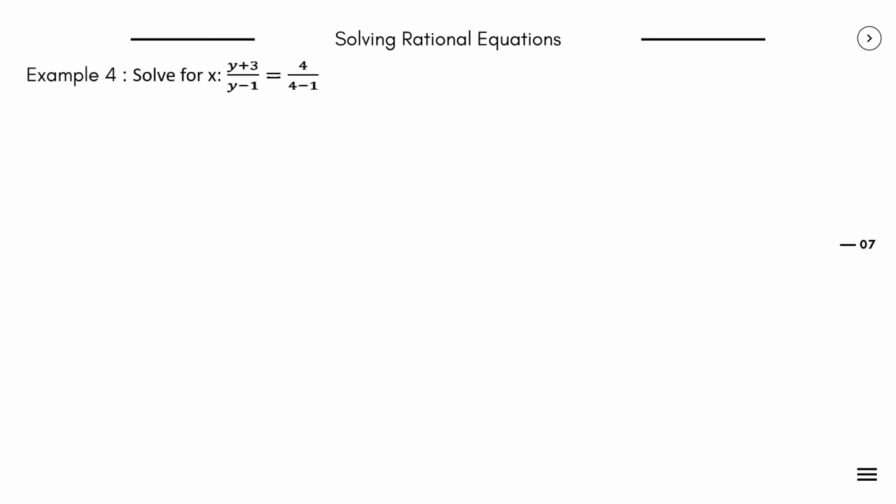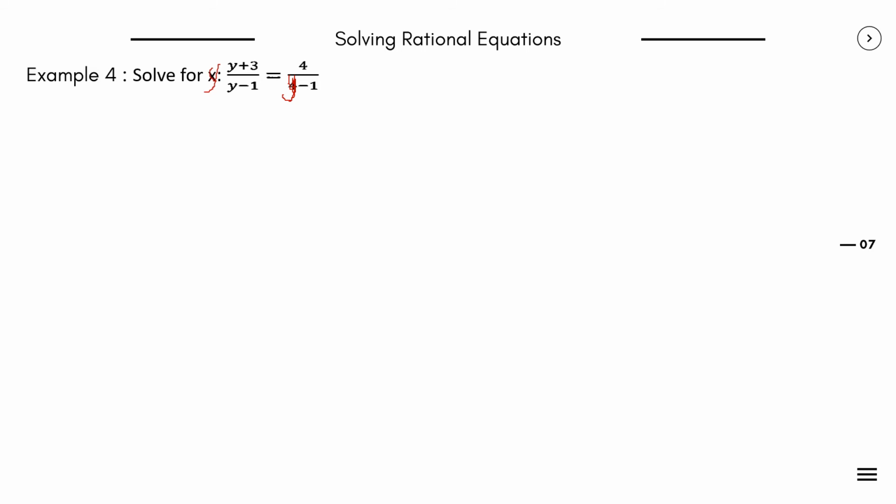Okay, so we have here another equation. Solve for x. So, sorry, solve for y. It should be y. Na-typo tayo dito. So, dapat y to kasi since yung variable natin sa equation is y. So, y plus 3 over y minus 1 is equals to 4. Ito na naman, may typo na naman. So, yung denominator dito should be y too. 4 over y minus 1 din.